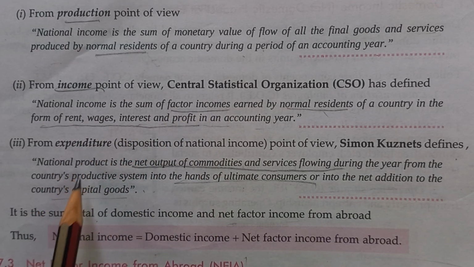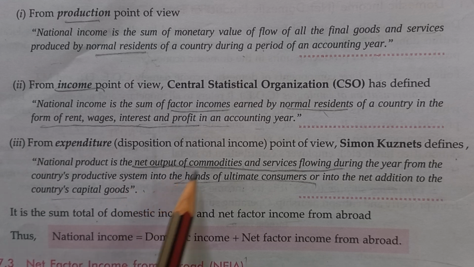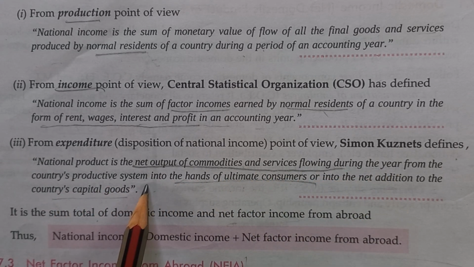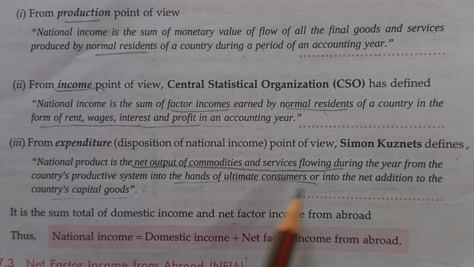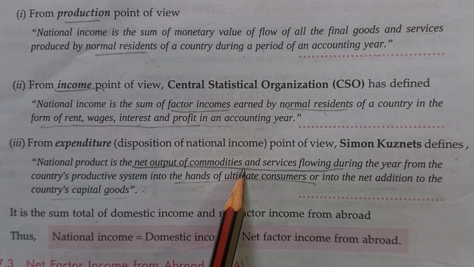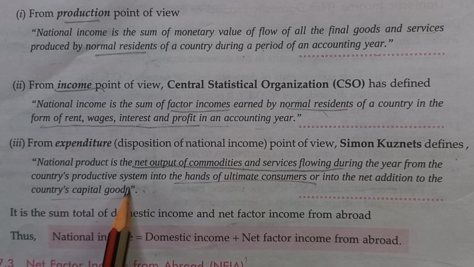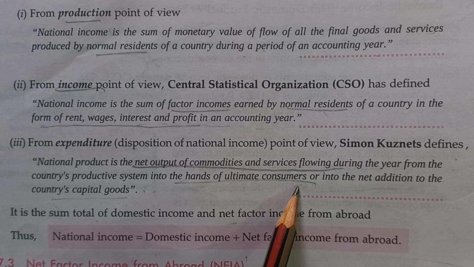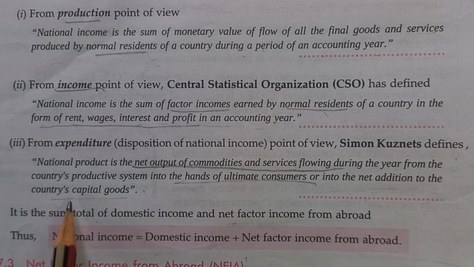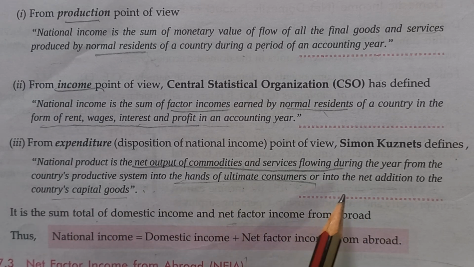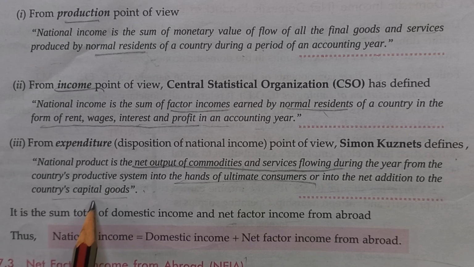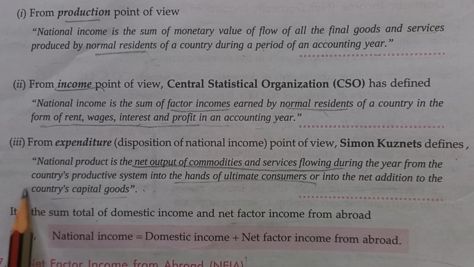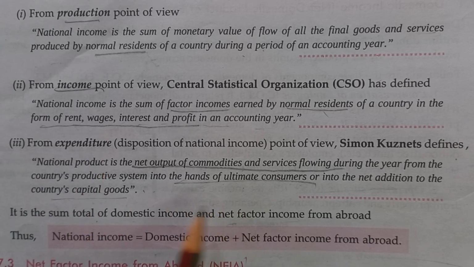Under the expenditure, national product is the net output of commodities and services flowing during the year from the country's productive system into the hands of ultimate consumers. So this output of commodities move from the productive system into the hands of ultimate consumers. So when it reaches the consumers, it will add to the country's capital goods. It will increase the country's capital goods, and the income generated from that goes to the production process like that.